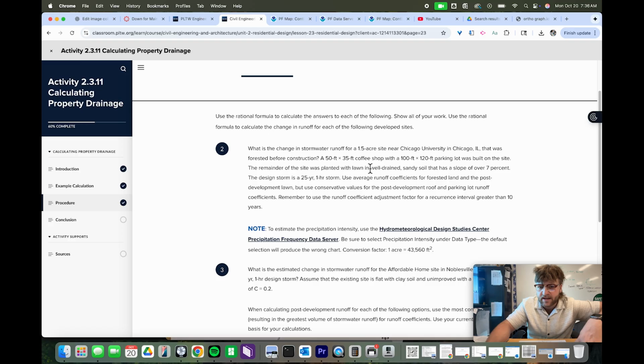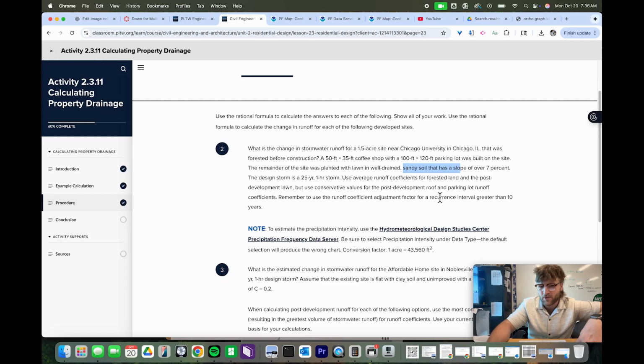Now we know that the total acreage is 1.5 acres that was forested before construction. So we also have this information here too. A 50 by 35 coffee shop with a 100-foot by 120-foot parking lot was built on this site. The remainder of this site was planted with lawn and well-drained sandy soil that has a slope of 7%. Okay, so we want to keep that in mind, the sandy soil, the 7%.